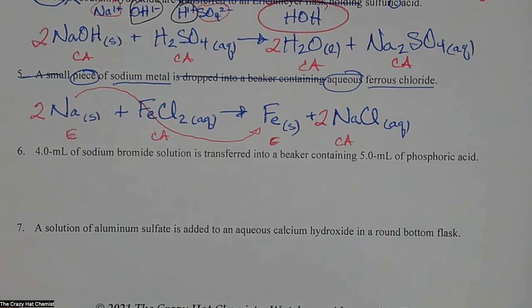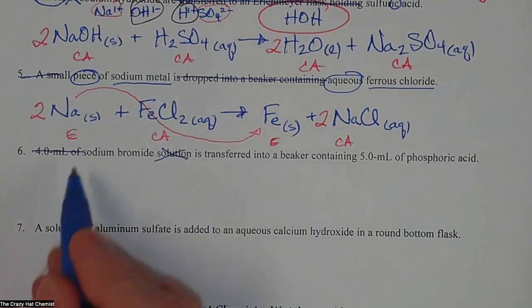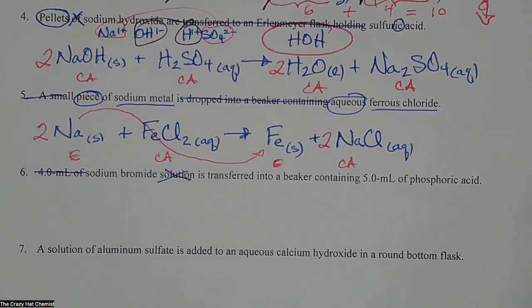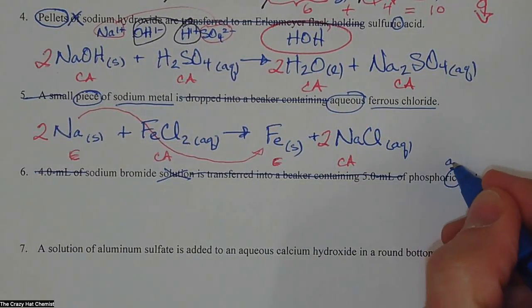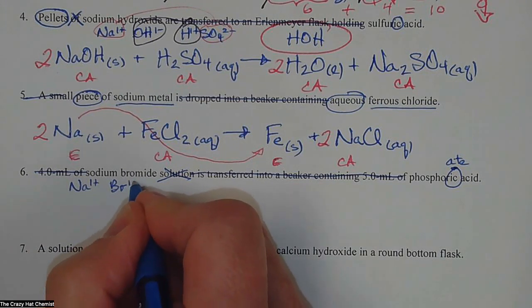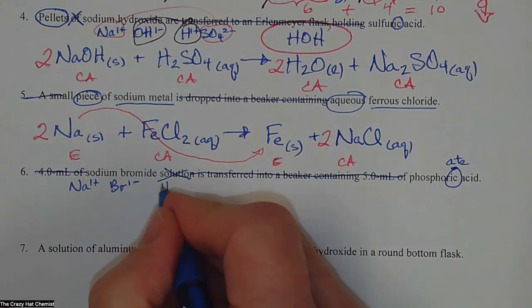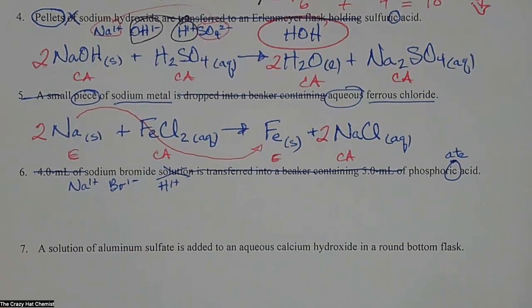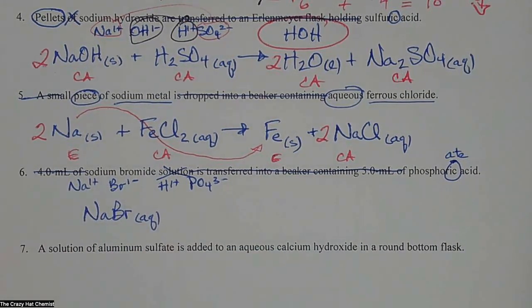Number 6. Number 6, it says 4 mL of sodium bromide. I'm going to cross out the 4 mL of, that doesn't matter. It's a solution, yeah, but you really don't need that because any sodium is aqueous no matter what, okay? It's transferred to a beaker containing 5 mL of phosphoric acid. Okay, phosphoric is coming from phosphate, so we need to know the phosphate ion. So we have sodium ion, bromide ion. So sodium is a group 1 element, and bromide is a halogen. Phosphoric acid. Acids have hydrogens, and phosphoric is coming from phosphate, so we're going to write the phosphate ion. That's PO4, 3 minus. So again, I'm going to take the bull by the horns, flip, bring it down. I'm going to get NaBr, and this is aqueous because it says a solution, but also anything with sodium is going to be aqueous, so we should be good to go on that one.